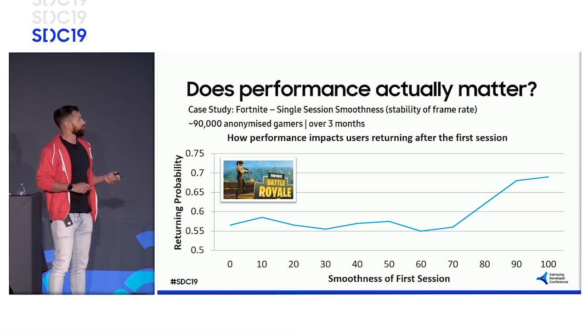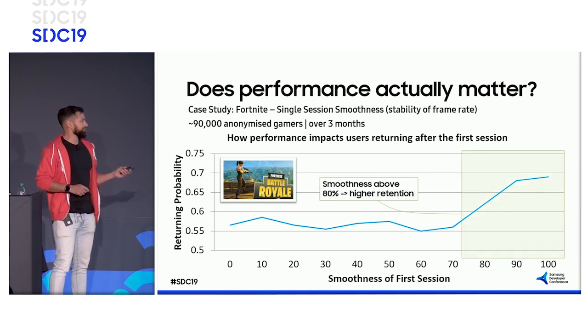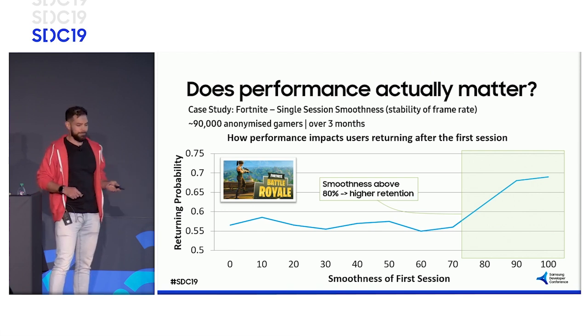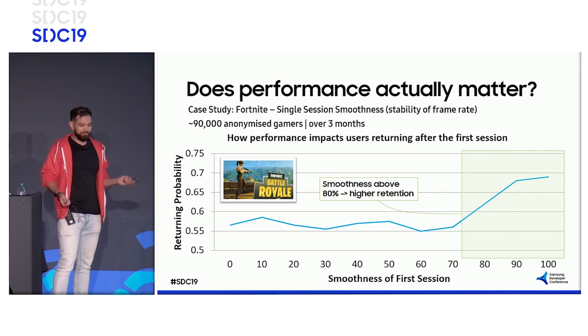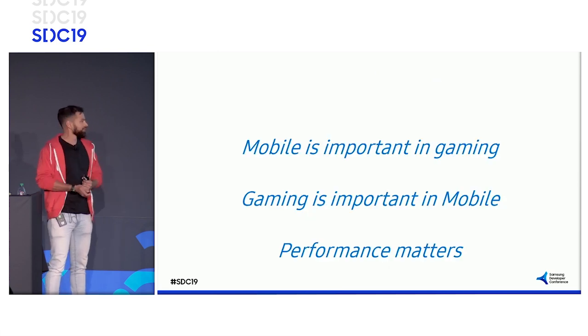And we related that to a particular measure of performance, in this case, smoothness. So the smoothness of the session in terms of the frame rate. And we saw a clear inflection here that above 80% smoothness, we get higher attention. You know, it's not massive, but it is significant. So clearly, performance matters to gamers.